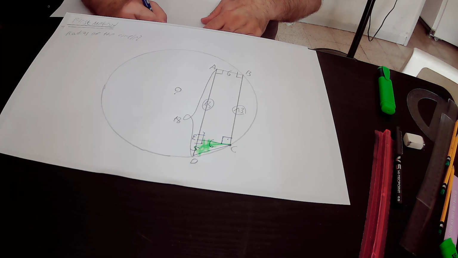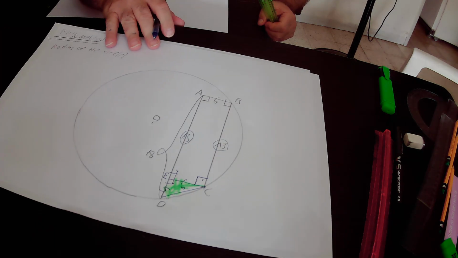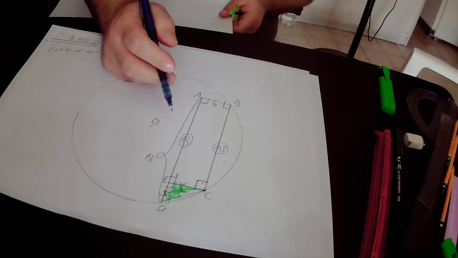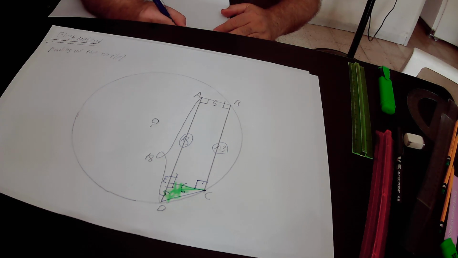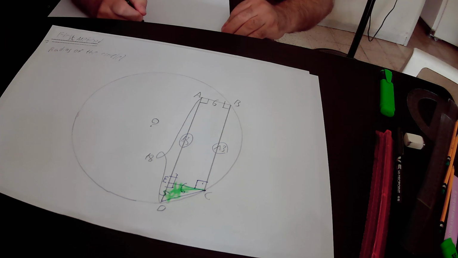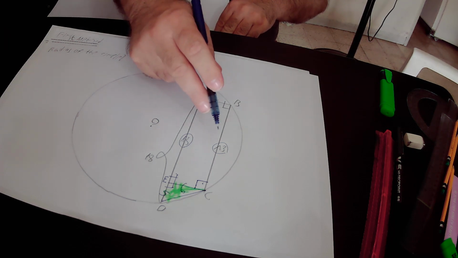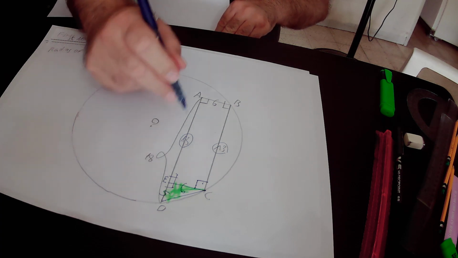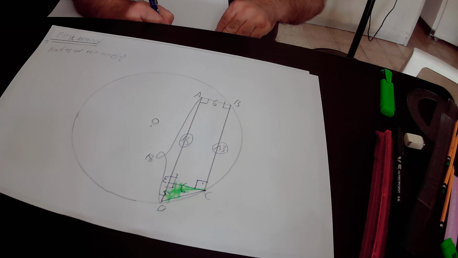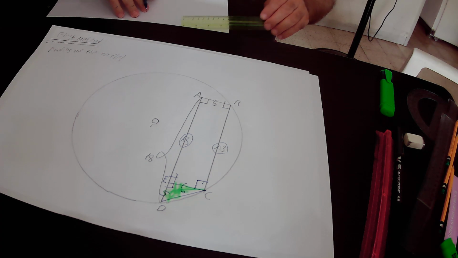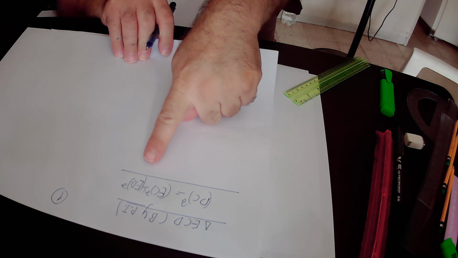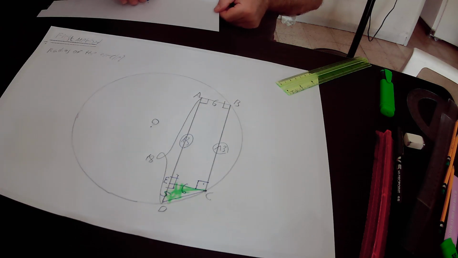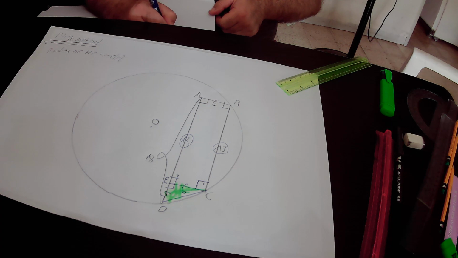According to the Pythagoras theorem, in any right triangle, the square of the hypotenuse equals the sum of the squares of the perpendiculars. The hypotenuse in the green right triangle is DC, therefore the square of the hypotenuse is DC squared. And it must be equal to the sum of the squares of the perpendiculars, that is, EC squared plus ED squared. I repeat again: in the right green triangle ECD, according to the Pythagoras theorem, DC square equals EC square plus ED square.